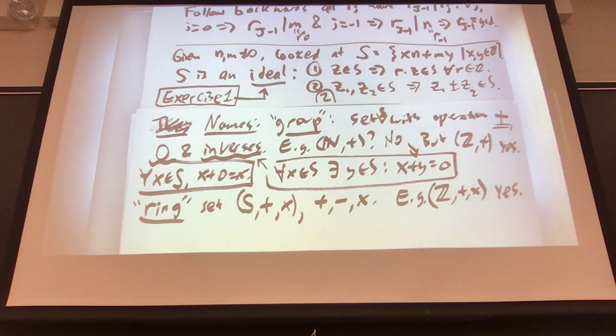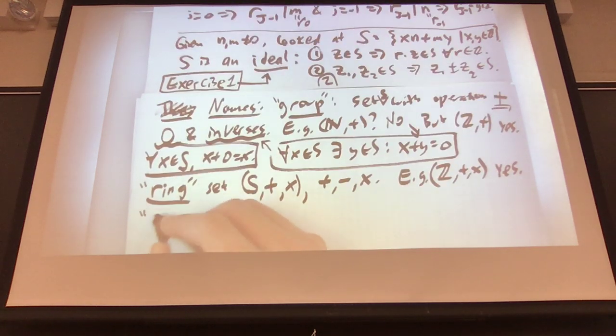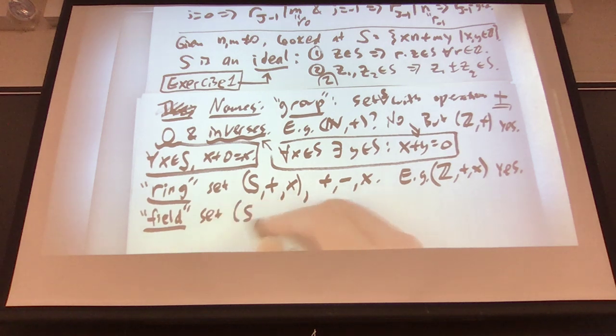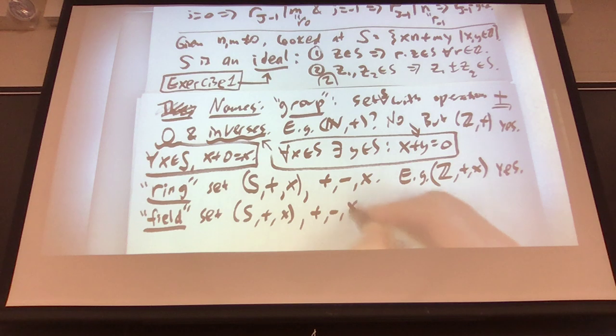Yes. And the last one, this is an important one, is the notion of a field. So kind of the hierarchy is group, all you have is addition and subtraction. Ring, you have addition, subtraction, and multiplication, but not necessarily division. I can't divide two integers. And a field is, again, a set with an addition and a multiplication operation, but now I need to add, subtract, multiply, and divide.